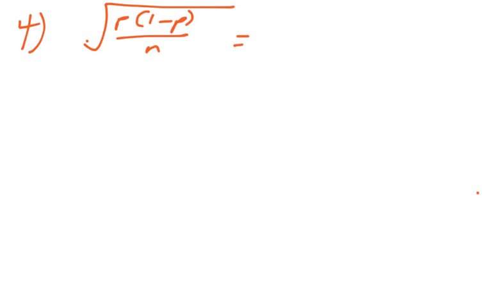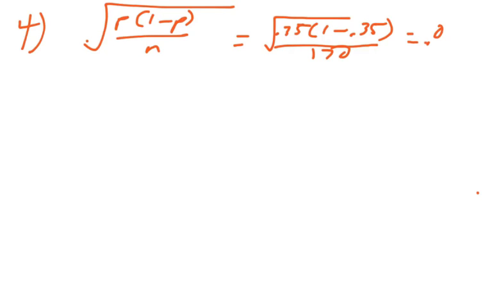For problem number 4, in an opinion sample, 35% of a random sample of 170 people, what is the standard error? Well, it's the square root of p times 1 minus p over n, which means we got the square root of 0.35 times 1 minus 0.35 over 170, which was about 0.037.